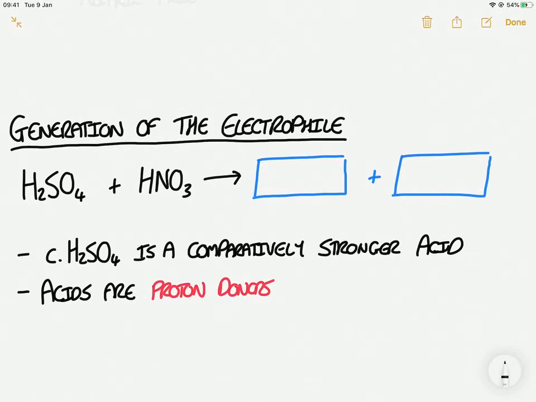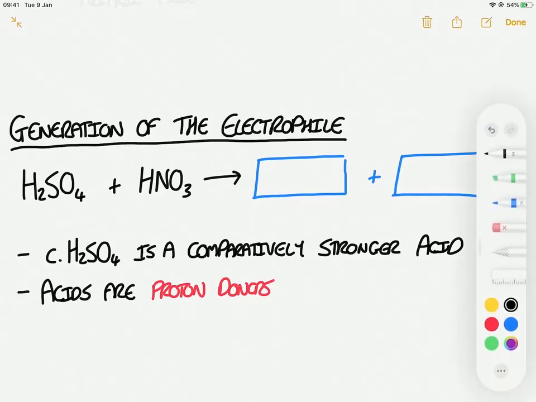There's actually different versions of it which we'll look at in a minute, but in this version we're going to get two products. Both of these things are acids, but concentrated sulfuric acid is a comparatively stronger acid, and acids are proton donors. So what we're basically saying is that concentrated sulfuric acid is a more effective proton donor than nitric is.